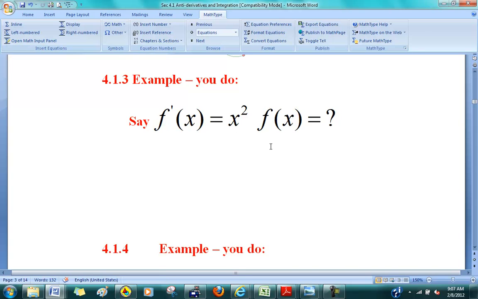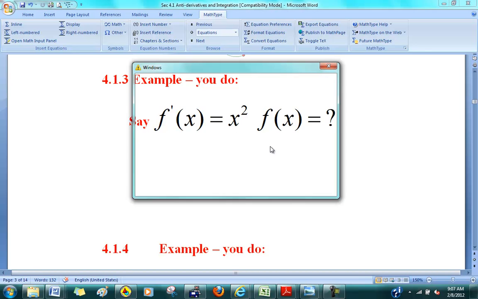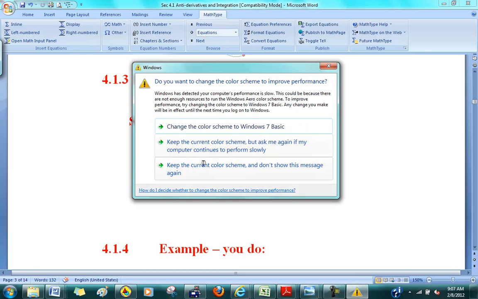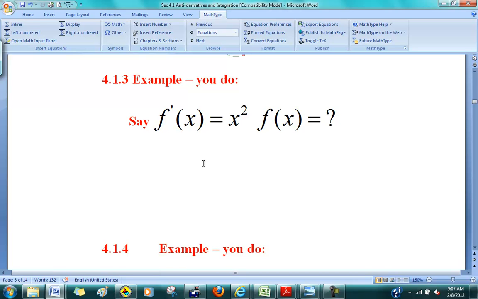Okay, got it? So the next one is going to be x squared. What do you think the answer to that is? 3x cubed over 3. Can't be 3 over 3 because that'd be 1. It'd be x cubed over 3. Well, you said 3x cubed over 3. Yeah, that's what I heard you say. I'll rub it in when the quiz is done next week. X cubed over 3. Everybody got that down okay?